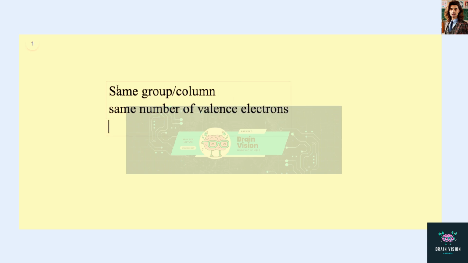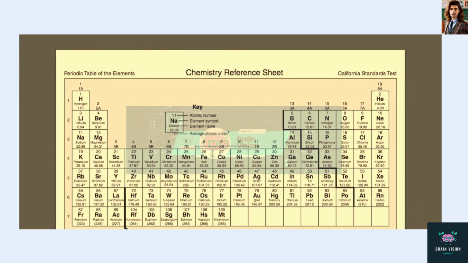This is important because if it has the same number of valence electrons, it has the same or similar chemical reactivity. Let's see if we can find a pair that's in the same group or column with the same number of valence electrons and therefore has similar chemical reactivity. Let's refer to our periodic table.